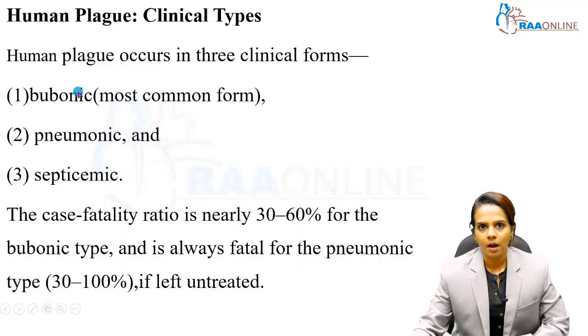So, human plague occurs in 3 clinical forms: bubonic, which is the most common clinical form, pneumonic plague and septicemic plague. Bubonic, pneumonic and septicemic. And the case fatality ratio is nearly 30 to 60% for the bubonic type and is always fatal for the pneumonic type if left untreated. The case fatality rate is only 60% for the bubonic type, whereas it can be around 100% if left untreated in case of pneumonic type.